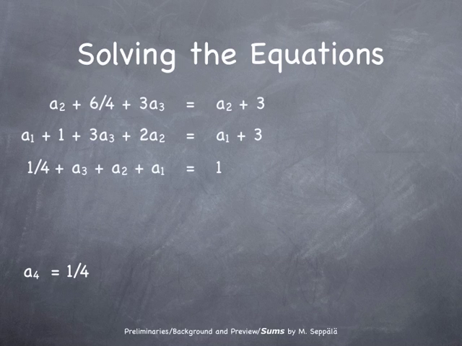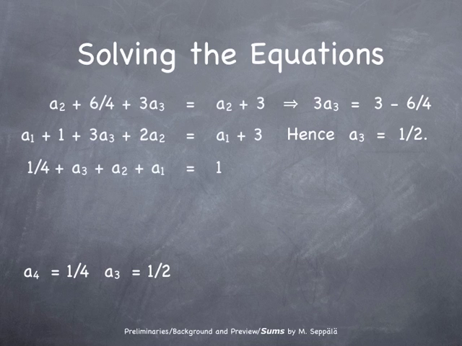And again here, the first equation, a2 plus 6/4 plus 3 times a3 equals a2 plus 3, allows us to solve for a3, because a2 cancels out. We get that 3 times a3 equals 3 minus 6/4, and this means that a3 equals 1/2. So now we have values for a4 and a3.